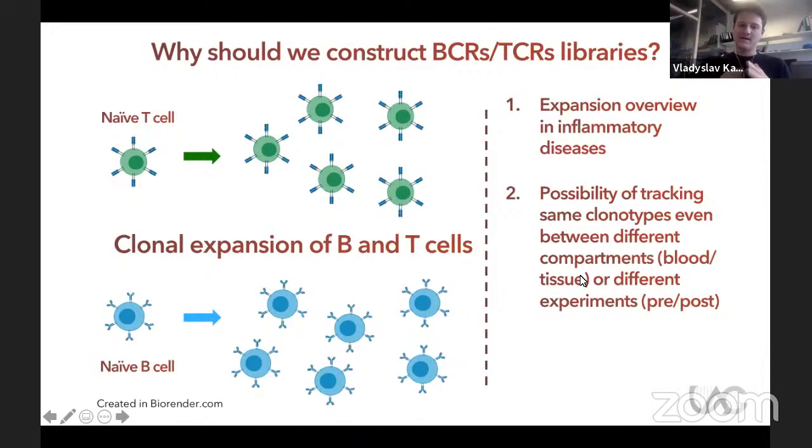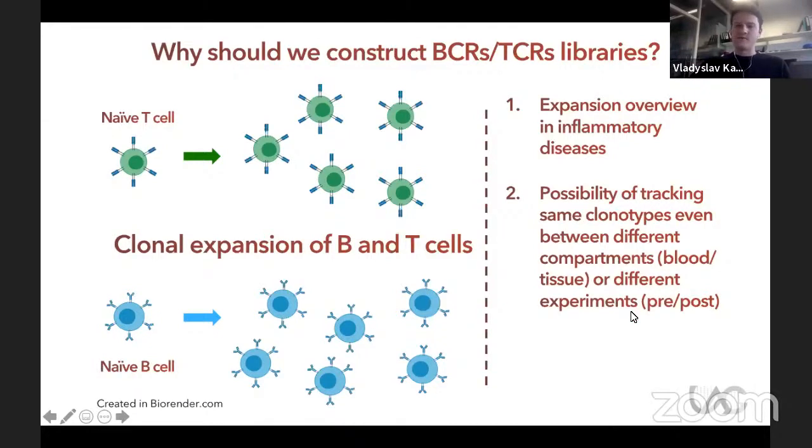So as you can see, it's a very useful tool to track the same cells from the same clonotype because they will have the same BCR or the same TCR. The other cool thing about this is that you can track the same T or B cells from the same clonotype, even between different experiments.